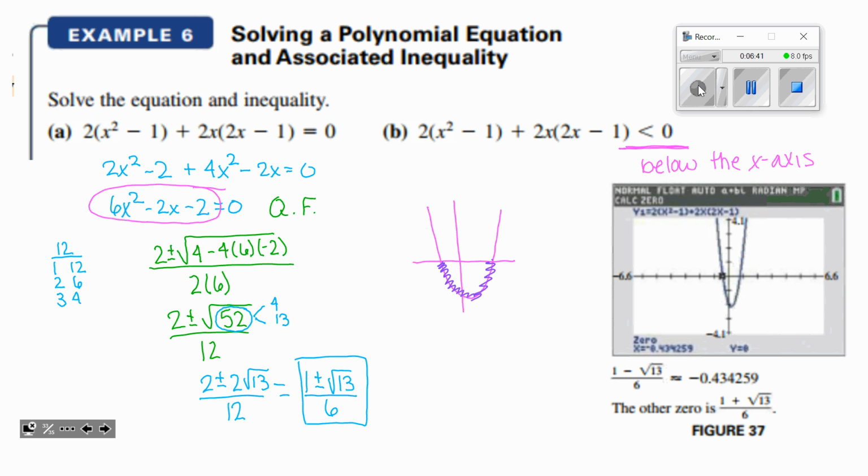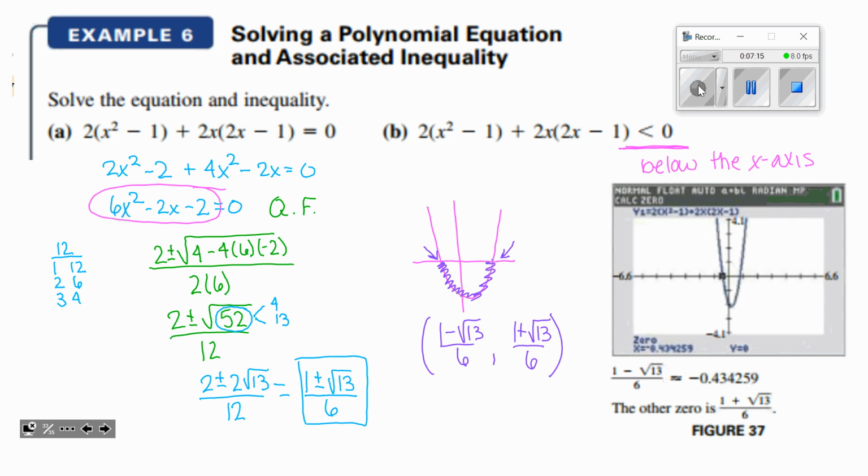So how do I write that? Well, the first thing we need to do is indicate which one is the furthest negative. If we just think about it, it would be 1 minus square root of 13 over 6. So that's the furthest negative, 1 minus square root of 13 over 6. And then the furthest one, the one that's positive, is the one where I add. So 1 plus the square root of 13 over 6. That's the space between the two zeros in exact form.